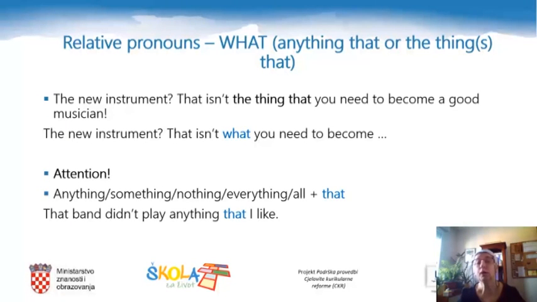Or you can do one more thing. You can replace the whole phrase, the thing that, anything that, everything that, something that, all that. You can replace all these phrases with what. So you can say in the new instrument, that isn't what you need, but what stays alone. If you already say any of these words, like the thing, anything, all, you must add that. That follows all of them. Or you can replace the whole phrase with what.